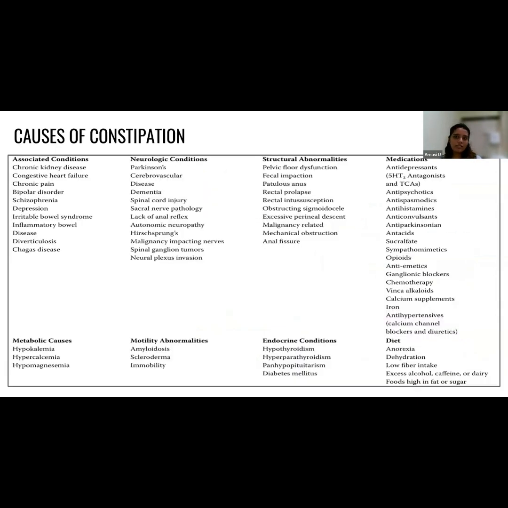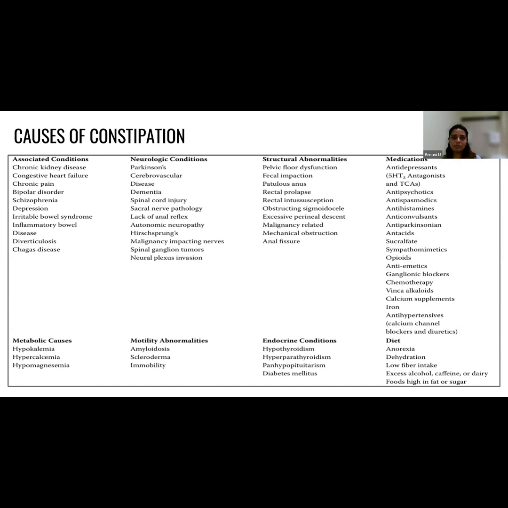Then, causes of constipation, which we can divide broadly into three categories. One can be the local causes, which are structural abnormalities such as pelvic floor dysfunction, fecal impaction, patulous anus, and others. Then the second can be the systemic disorders, such as associated conditions, neurologic conditions, metabolic causes, motility abnormalities, and endocrine conditions. And the third one is external agents, such as medications and diet.